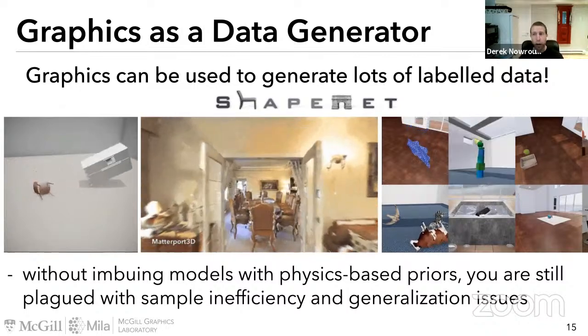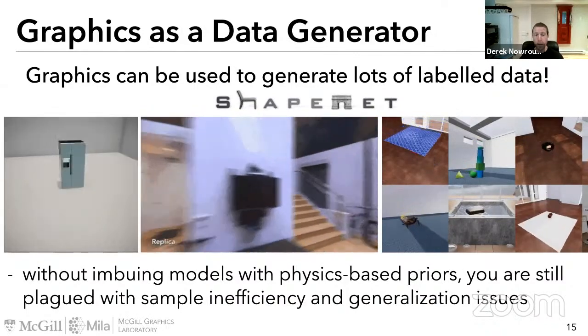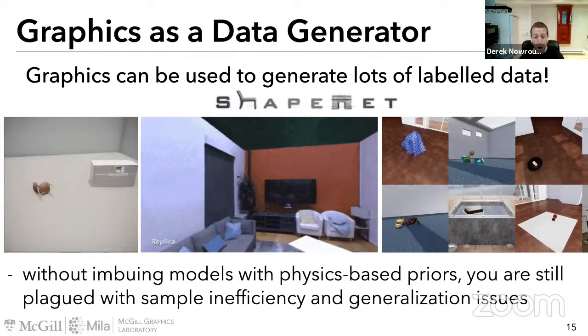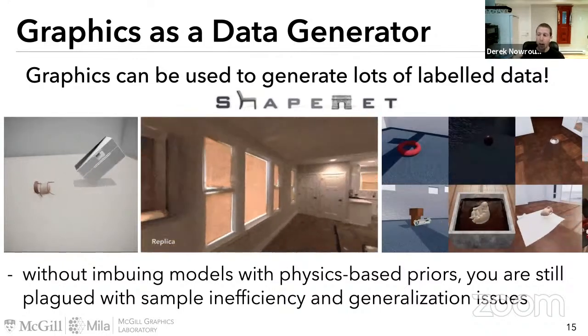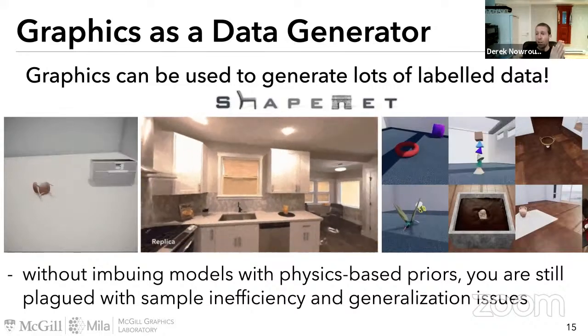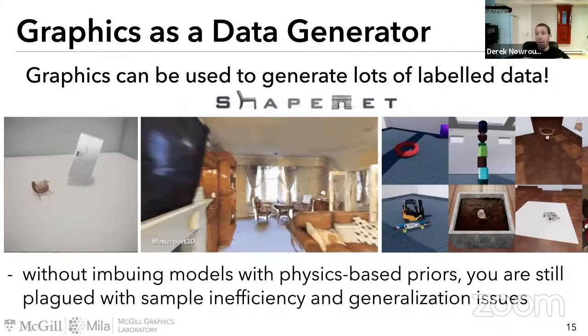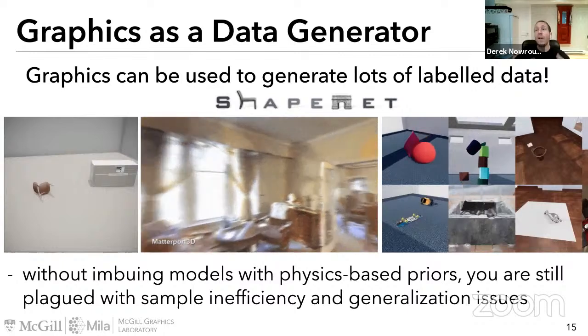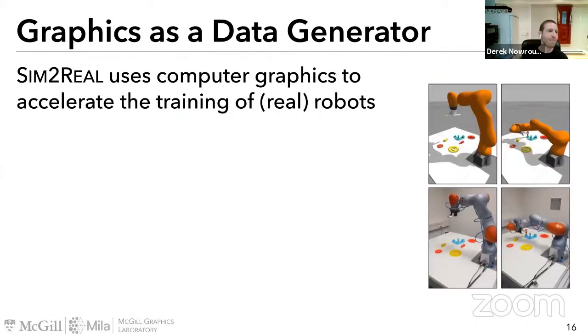Still though, I'd argue that we're leaving a lot on the table, right? Because if we're not imbuing our neural models with any physics-based priors, you're still plagued with the sample inefficiency and generalization issues. You're just somewhat bridging the gap by facilitating the generation of a lot of training data.